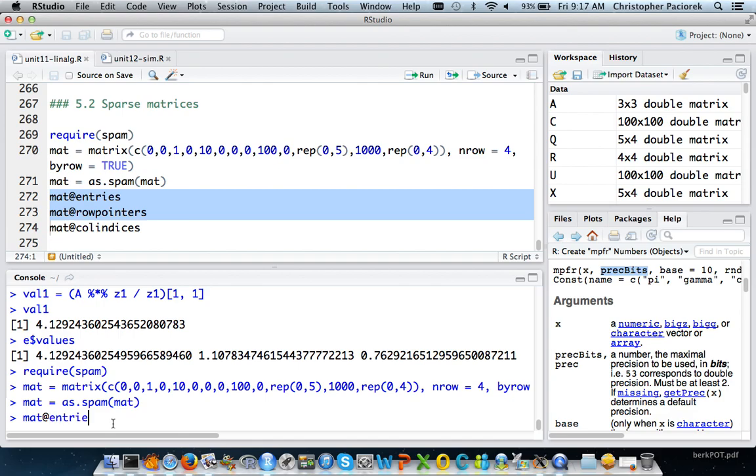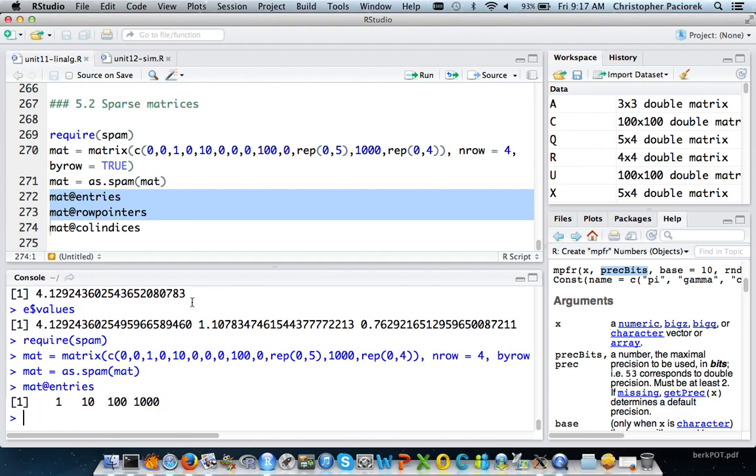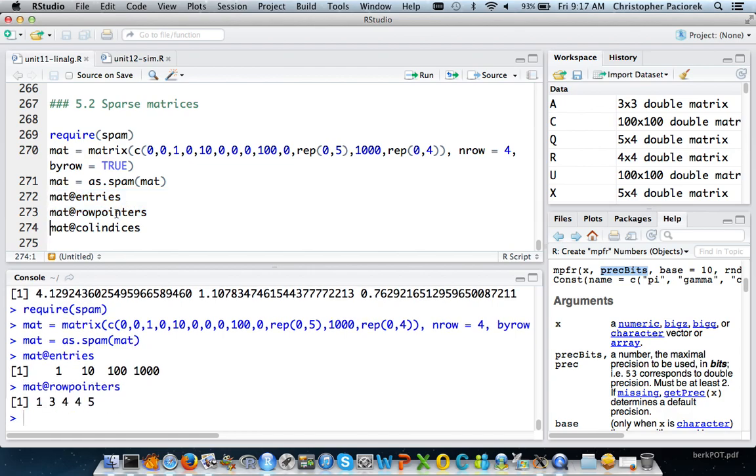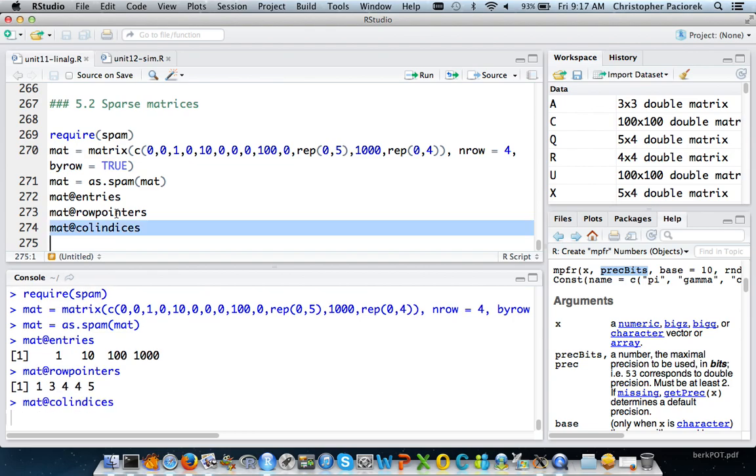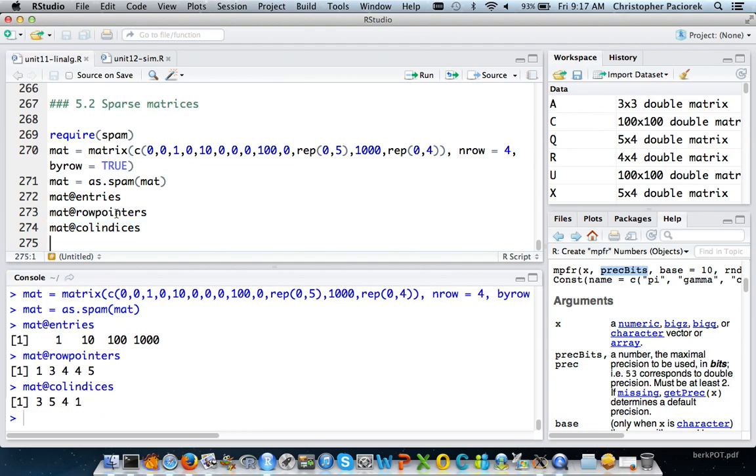So I can look at the entries. And this matrix is the same one that I filled in here on the board. We can see the entries correspond to what I was calling the values here. And the row pointers are indeed 1, 3, 4, 4, 5, and the column indices should be equivalent to what I'd given you. So that is actually the format that the spam package uses from within R.